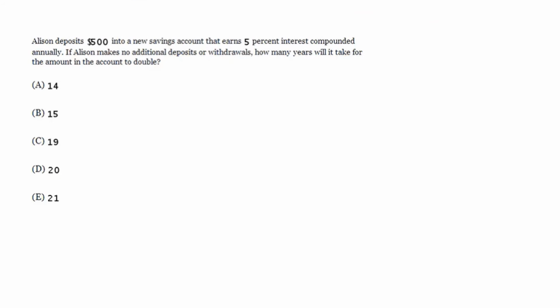So in this question, they are saying Ellison deposits 500 into a new savings account that earns 5%, which means my r is 0.05, compounded annually, which means n equals 1. If Ellison makes no additional deposits or withdrawals, how many years, meaning the time, will it take for the amount to double? So the initial amount was 500, so double the amount means times 2, which means 1000.